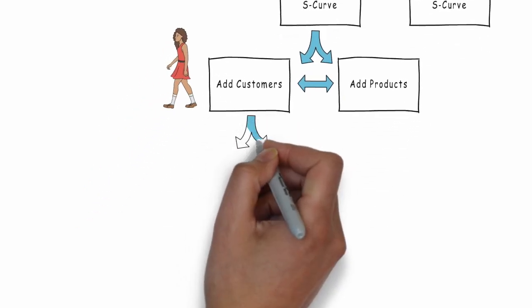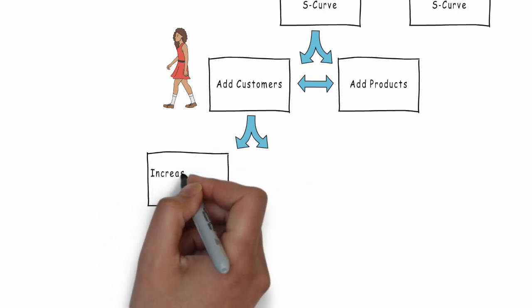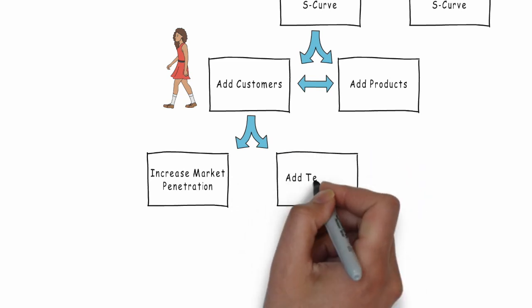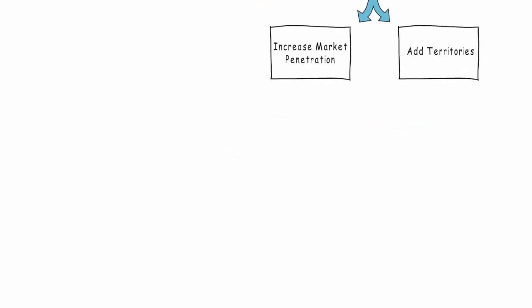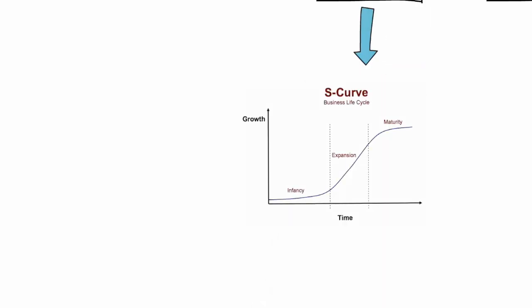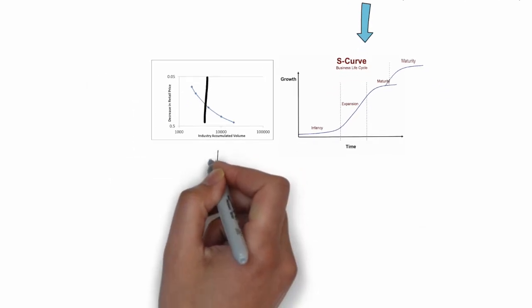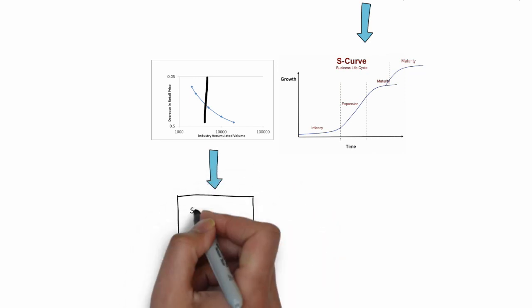To add customers, you can either increase the market penetration within the markets that you already serve, or you can add new territories. Increasing market penetration is one way to extend the S-curve in your business, potentially moving it from having reached maturity back into a period of expansion. You can accomplish this by changing your placement on the price-volume elasticity curve by reducing your prices. Price reductions can be accomplished through a reduction in operating costs.